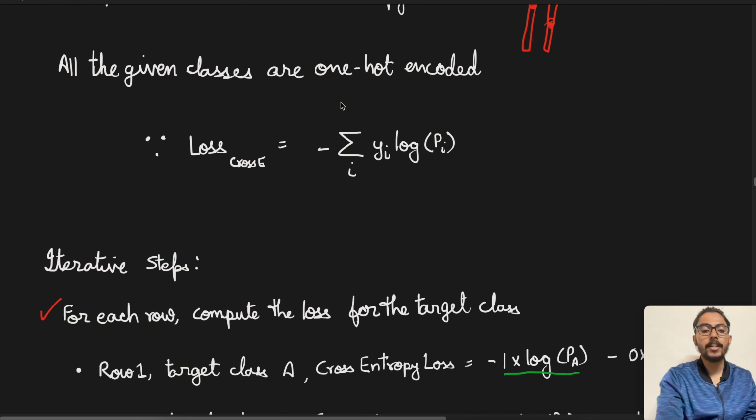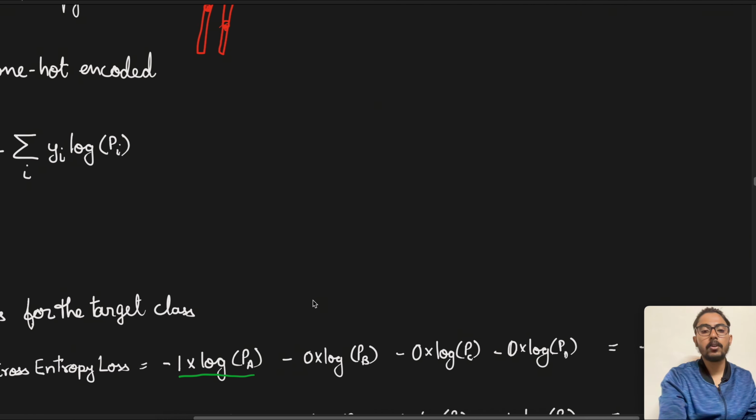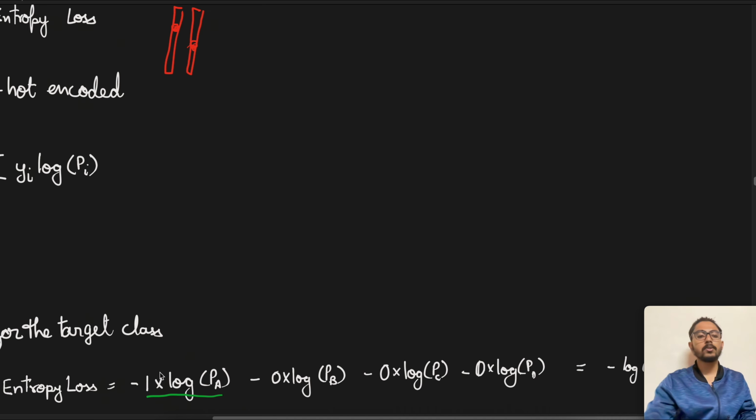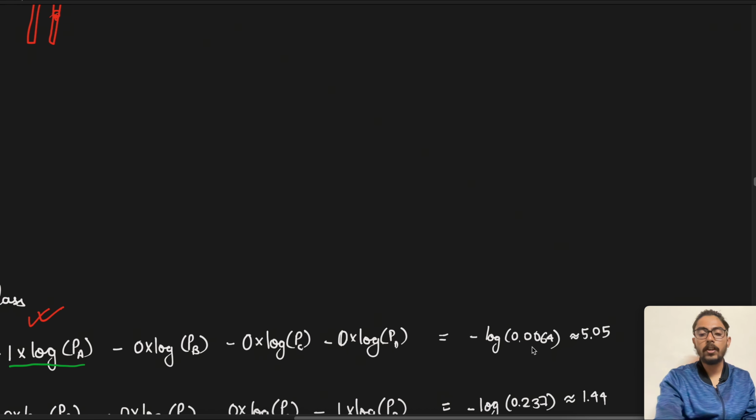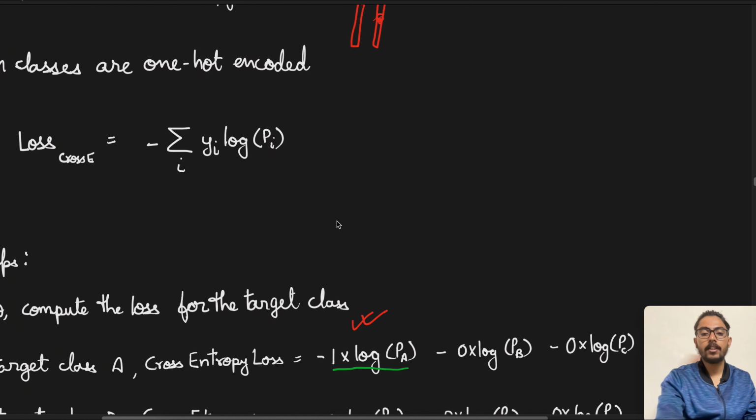If we take row 1 where the target class is A, then cross entropy loss will be minus 1 times log of PA, minus 0 times log of PB, minus 0 times log PC and minus 0 times log of PD, because we are going to consider the target class A, so only that will have 1 as the coefficient, which we calculate as 5.05.